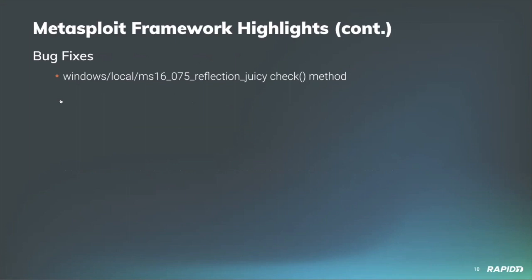And one bug fix also from our contributor, X 44, 43, 42, 41. They also fixed a check method bug in the MS16-075 reflection juicy module where the Windows OS and build were not being parsed correctly due to changes in the client.sys.config lib. So appreciate that and hope to see X 44, 43, 42, 41 in a PR again sometime soon.